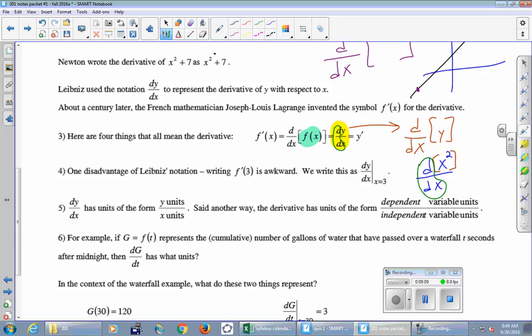Okay, so number 4, one disadvantage of Leibniz's notation is that writing f prime of 3 is awkward. It's really easy to write f prime of 3 using the f prime notation, but using the dy dx notation, we actually saw one example of this the other day. You put this vertical line, and then at the bottom right, you put x equals 3. It just means f prime of 3, all right?